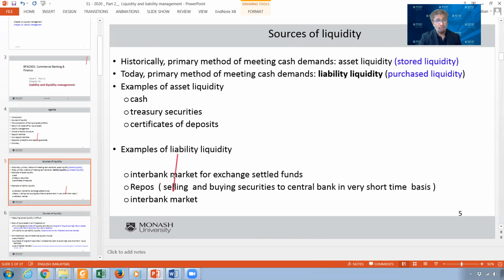This is different from this one. This you borrow from the interbank market, but this is only through the settlement, which is the exchange settlement funds, which is actually a type of account held by the central bank for all banks. So banks borrow from each other in that account. This is you go directly to the interbank market.